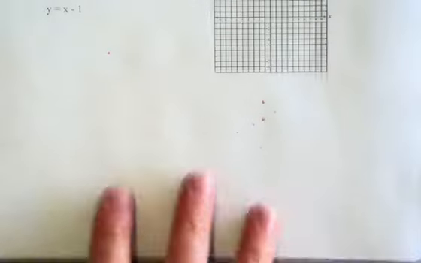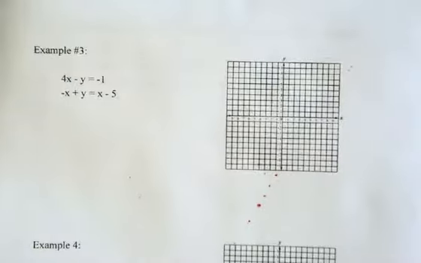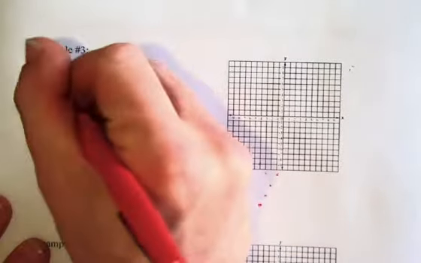Okay? So let's go on. We've got 2 more examples that we're going to do, and then we're going to talk about some special cases. All right? Example number 3 says 4x minus y equals -1. Now, 4x minus y equals -1 is in standard form, right? Not in slope-intercept form, okay?